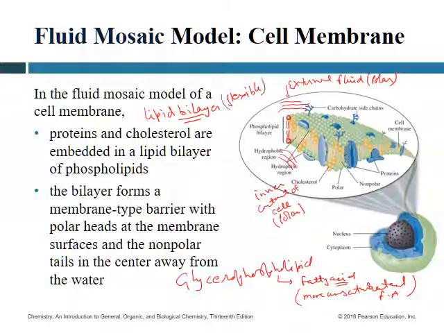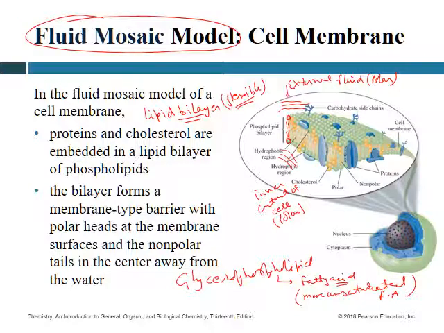Right? And because of this flexible nature of the cell membrane, there is a model we call the fluid mosaic model. Fluid means it's flexible, right? And we already talked about why the cell membrane is fluid, because of the presence of unsaturated fatty acid, right?